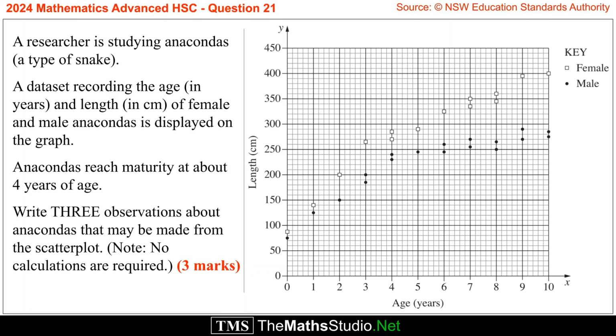Question 21. A researcher is studying anacondas, a type of snake. A dataset recording the age, in years, and length, in centimeters, of female and male anacondas is displayed on the graph. Anacondas reach maturity at about 4 years of age. Write 3 observations about anacondas that may be made from the scatter plot. Note, no calculations are required.